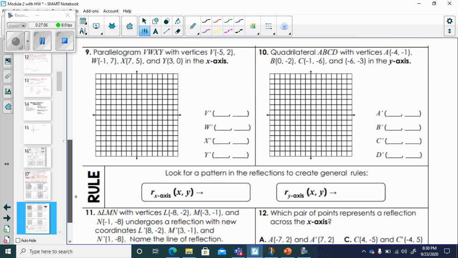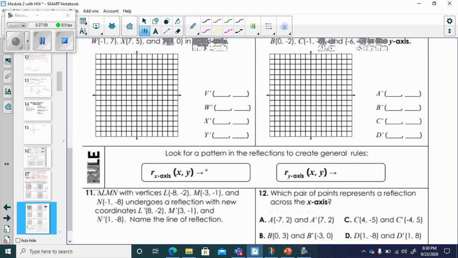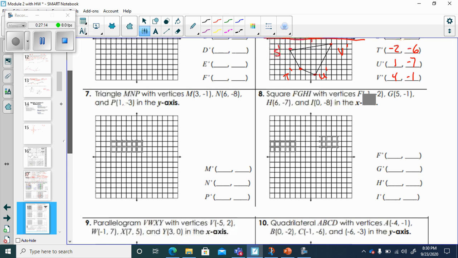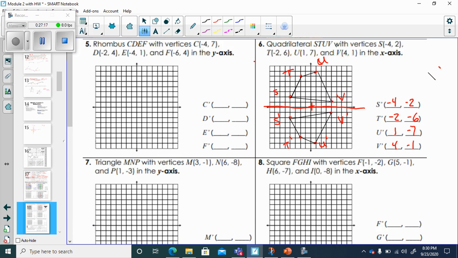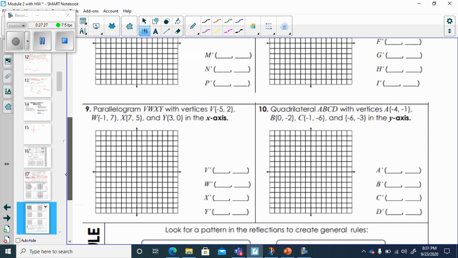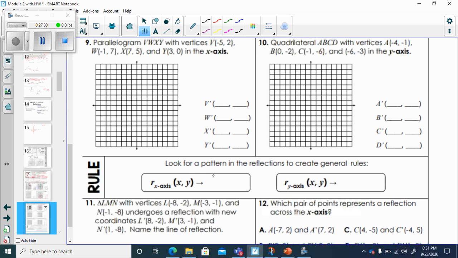I'm going to let you do 8 and 10, 8 and whichever one else you've got. What rule do I have? Look, guys, if I'm going across the x-axis, what am I changing? In this case, I started with an S. The S was at negative 4, 2. All I'm changing is the y value. The x value stays the same. So when I go across that x-axis, the x value stays the same. You change the y value to the opposite, right? On y, when you go across the y-axis, your x value changes, your y doesn't, okay?